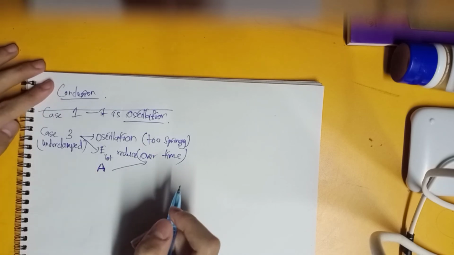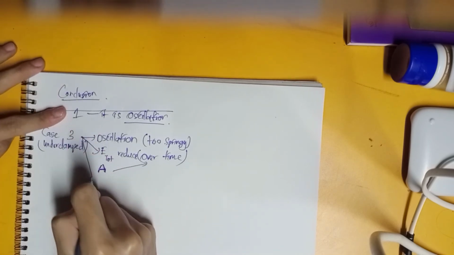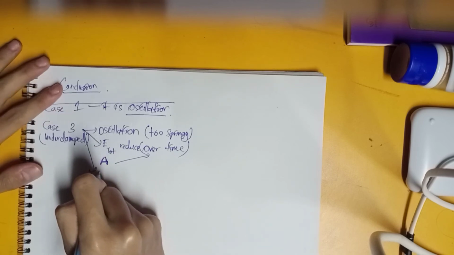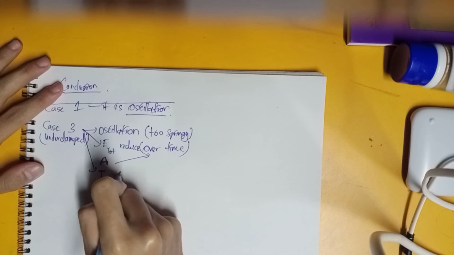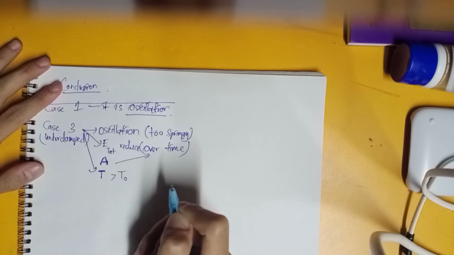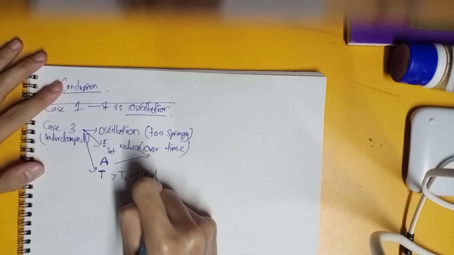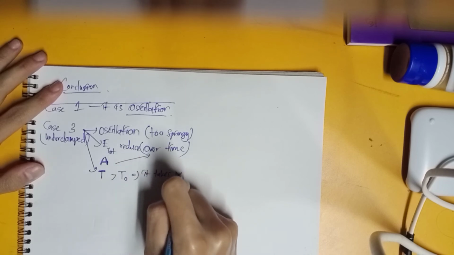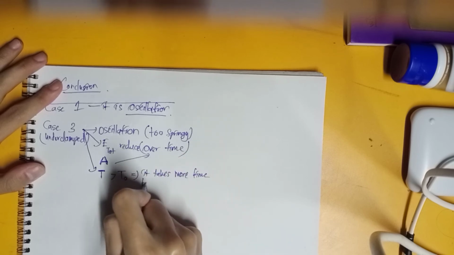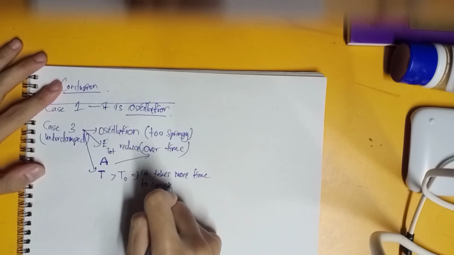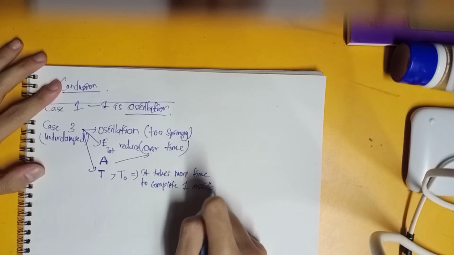And the third one is that the period of the system is more than the period of the system in simple harmonic motion, which means that it takes more time to complete one oscillation.